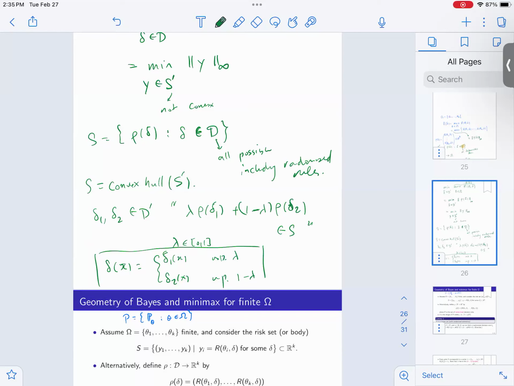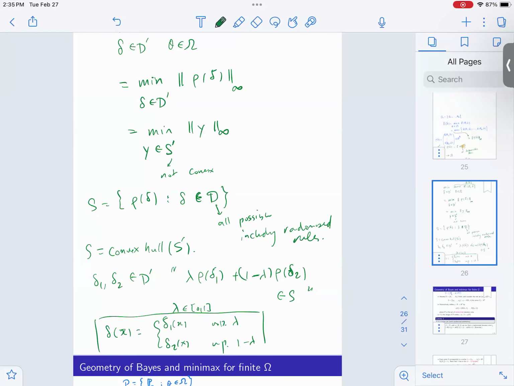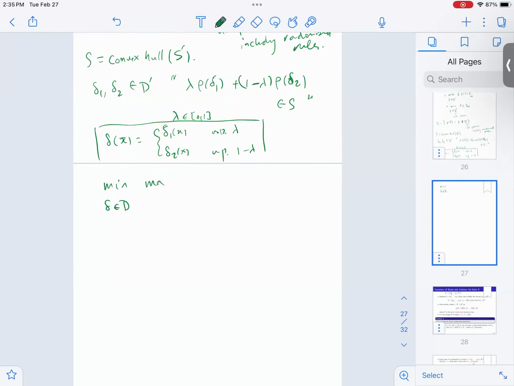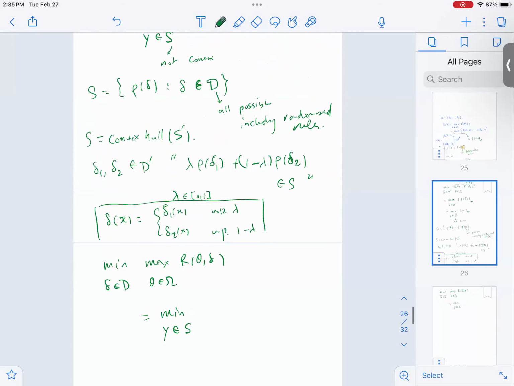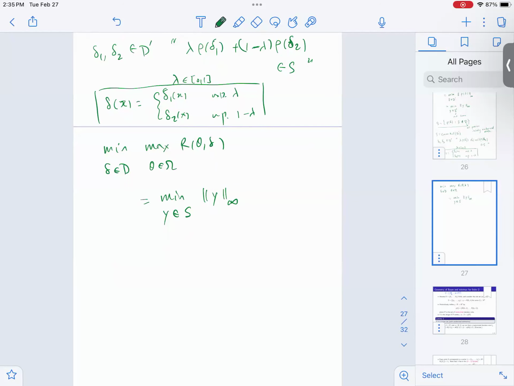So instead of the original problem, I'm going to extend my horizon and look at all the possible decision rules within that class of all possible decisions, including randomized ones. I'm going to look for the minimax rule. So the problem now turns out to be: I want to minimize over delta in D, which is all the decision rules, the max over theta in omega of the risk. This turns out to be equivalent to minimizing over y in S, which is the risk of all possible decision rules, and this would be that. We didn't do much, except just broaden.